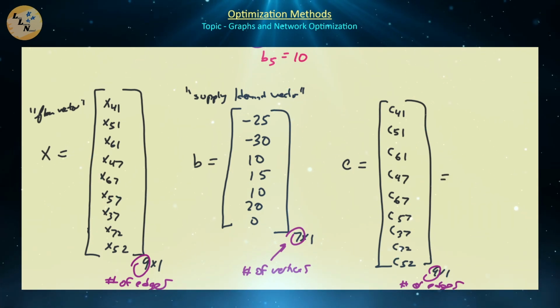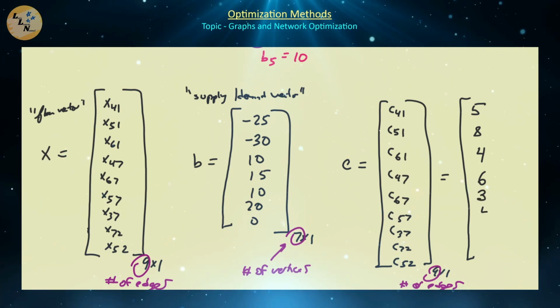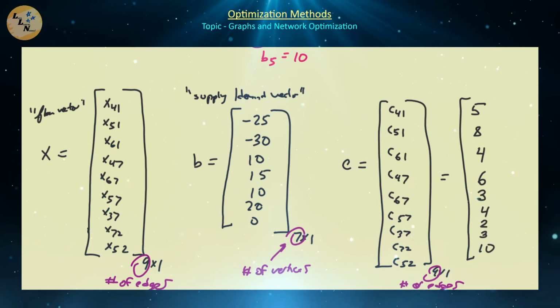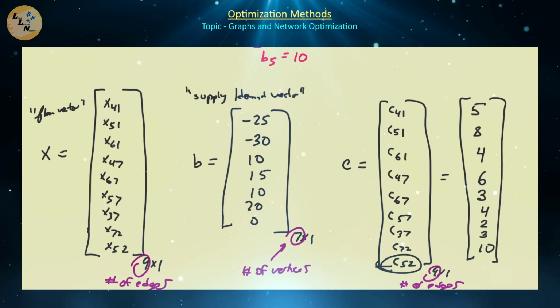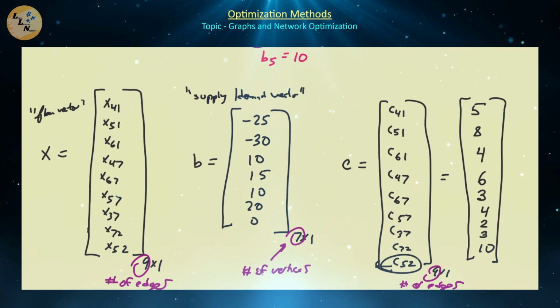And let's just define our cost for each of these routes. Let's assume, for example, this is $5, $8, $4, $6. Let's have these matched up. For example, along 4, 1, that's going to be equal to 5, 8, 4, 6, 3, 4, 2, 3, and 10. So what is 10? So C10 is associated to path 5, 2. So where is 5, 2 located? So 5, 2 is this route here. So according to our cost vector, that's the most expensive route in this particular picture based on my cost vector C.